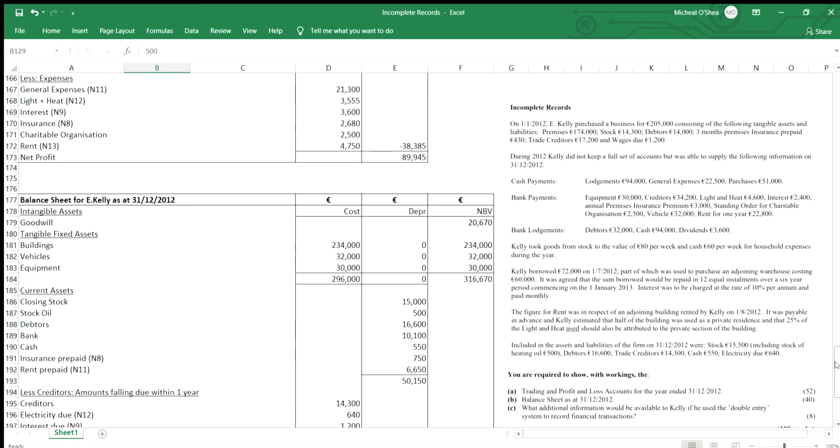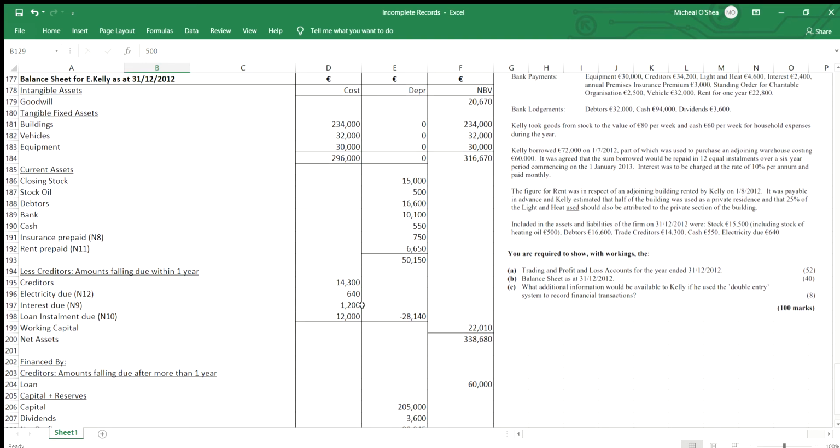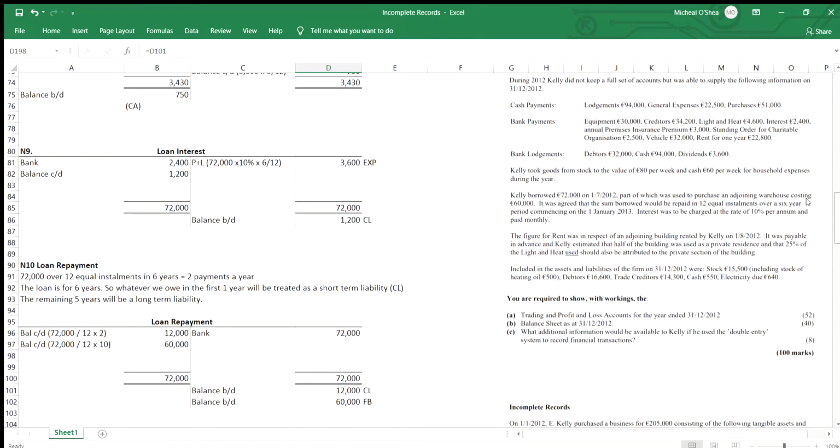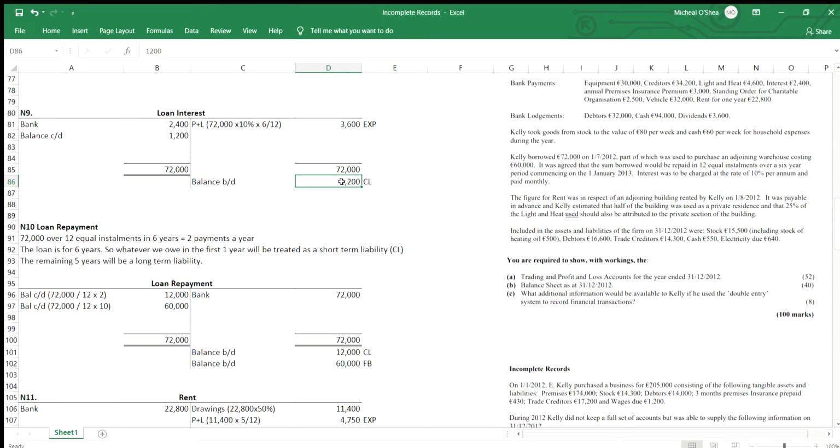Let's look at liabilities. We're nearly there. So liabilities given in the question is 14,300 for creditors. I have my electricity due given again as 640. My interest and loan installments. So where am I getting these figures from? Let's go up to those notes. Notes 9 and 10. If I go through all my notes, I can see here that there's 2 balance brought downs. My loan interest is 1,200, and the short term, what I owe from my loan was 12,000.